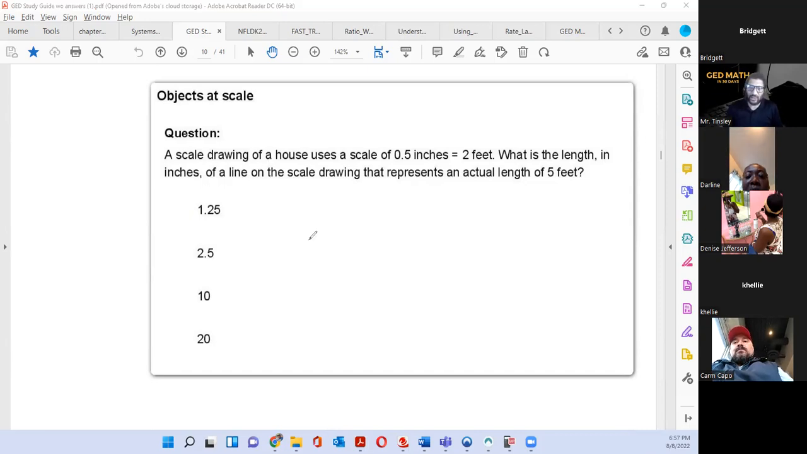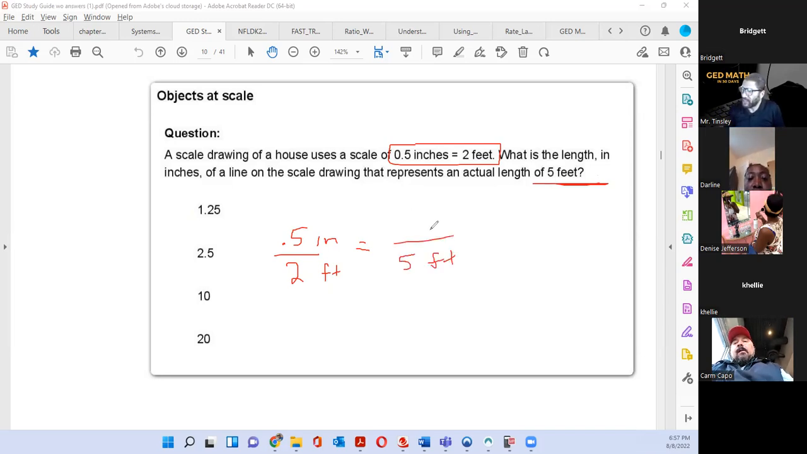What is the ratio that they're giving us? 0.5 inches to... Right, so 0.5 is the 2. So I'm going to put inches, I'm going to put feet. I'm going to put my equal sign. Where's my 5 feet going to go? Is that going to go to the top or the bottom? Bottom, because feet to feet. This is the unknown. So remember, equivalent fractions, unit rate, or cross multiplication.